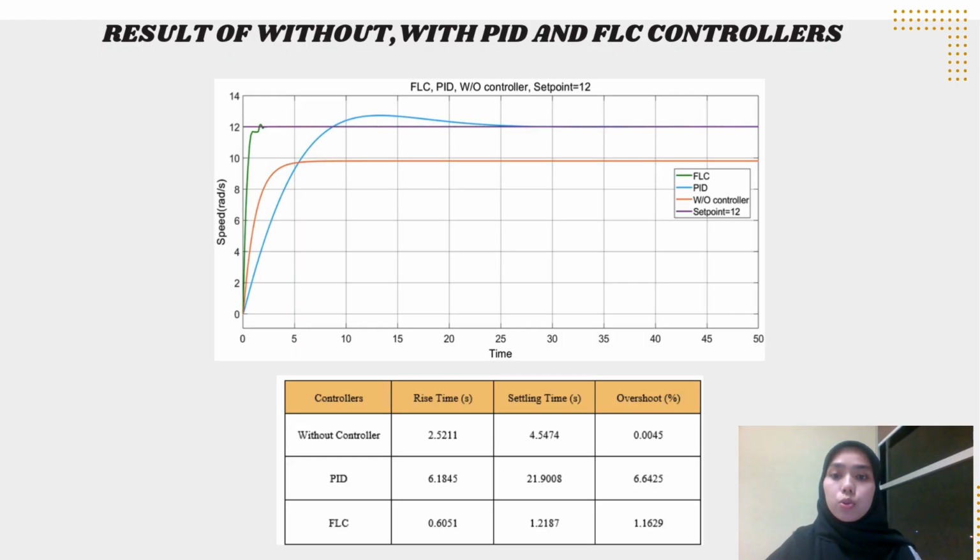So after that, we combine the best PID result, the FLC result, and the without controller situation in one graph, and we compare. After running, we can see that FLC obtained the best values of rise time, settling time, and overshoot, which is the lowest value in each of them. So it proves that my FLC works in this project.